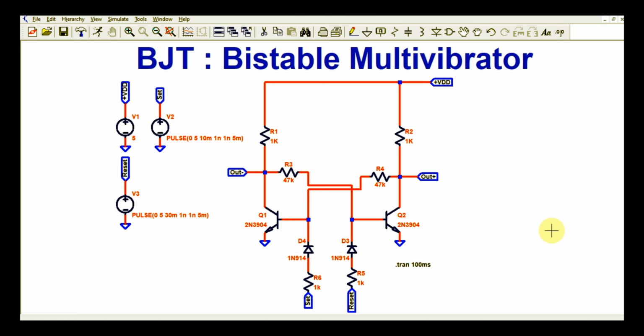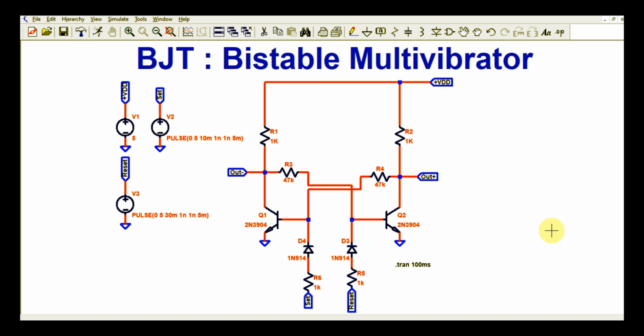So today we are going to understand about the BJT bistable multivibrator in LTSpice. We will understand the circuit flow, and then I will run the simulation and show you the waveform of the BJT bistable multivibrator. Okay, so let us understand the circuit flow.